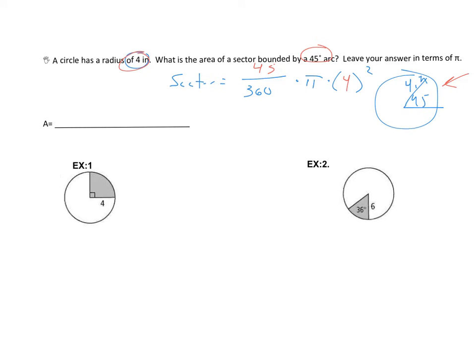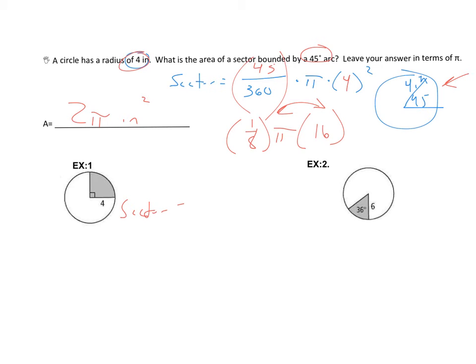So in this case, I end up getting 2 times pi inches squared when I put that in my calculator. Put this in your calculator first. That actually would reduce to 1/8, right? And this is pi, and this is 16, and 1/8 times 16 is 2. So doing it by hand, that's how I get it, but you may use your calculator. All right, let's do a few more examples here.